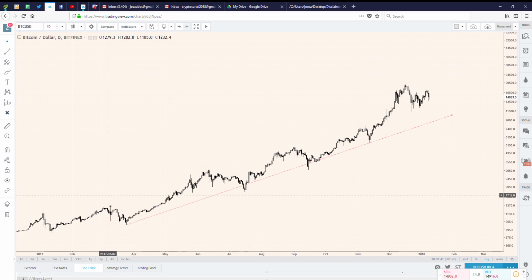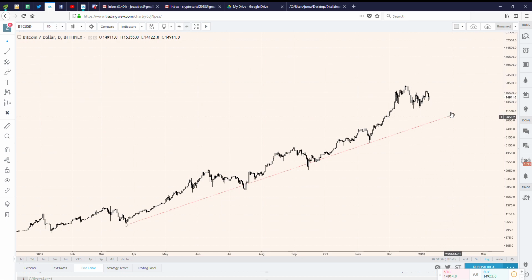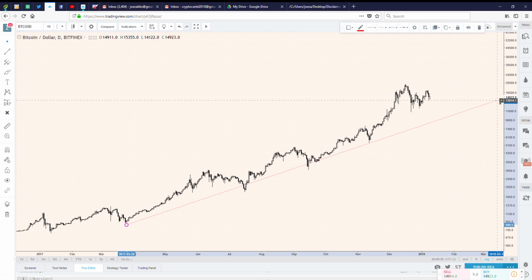And like I said, the longer the trend has been going on for, and the more touches that you have on the trend, the stronger this trend is. So if Bitcoin does come back into this trend, I could almost guarantee you that price would go up.